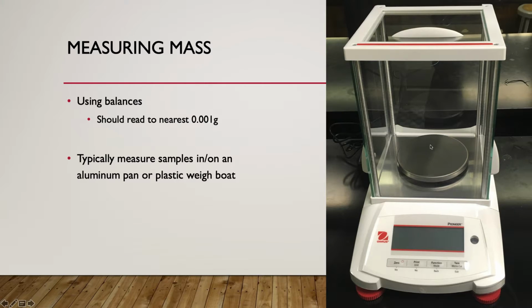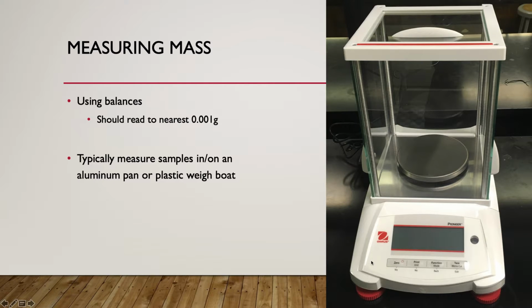And then what we'll do is once you have your pie pan, your aluminum pan, or your weigh boat on the balance, you're going to zero your measurement. So there's a 0 button here on all these balances. When you put the pie pan or weigh boat on there, it's probably not going to be exactly 0. We're going to tell it to 0.